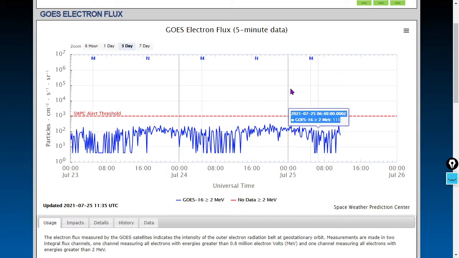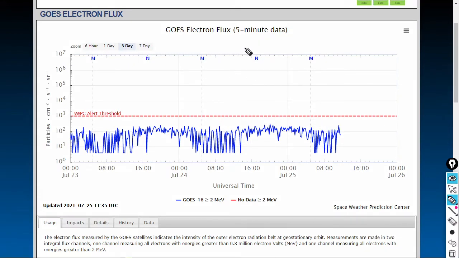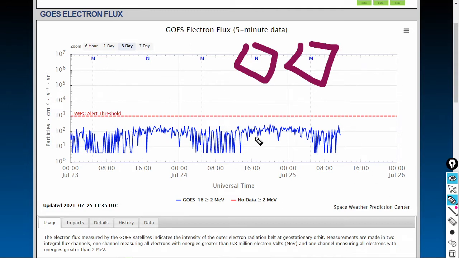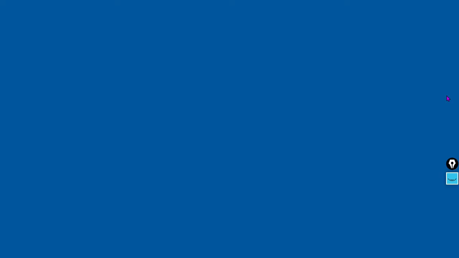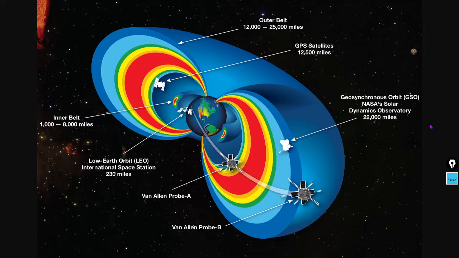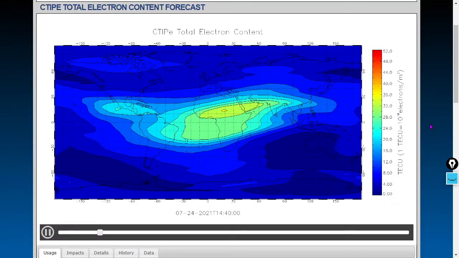And back to the 3-day chart here. For you new viewers, the N's and M's, they mean noon and midnight time for the GOES 16. Here's a diagram of the Van Allen belts to give you an idea of what we're looking at. And here's the total electron content forecast.